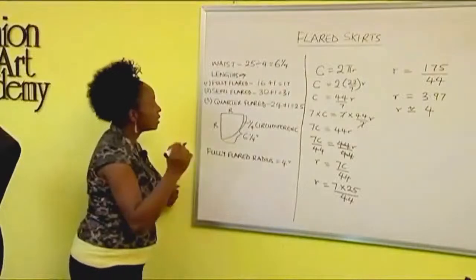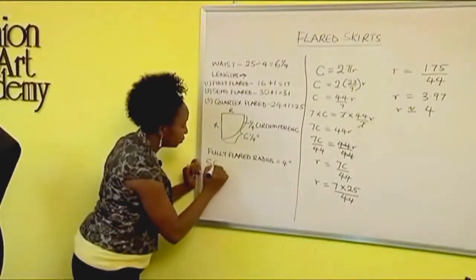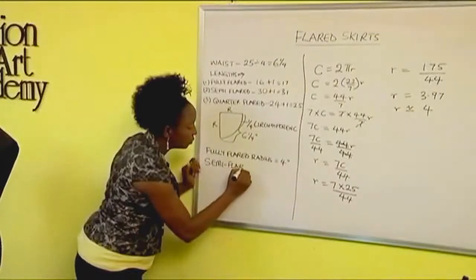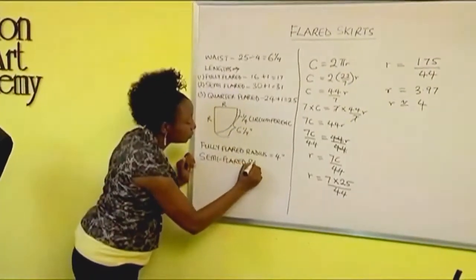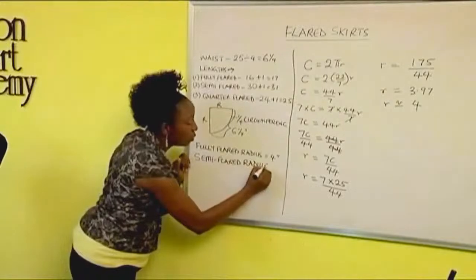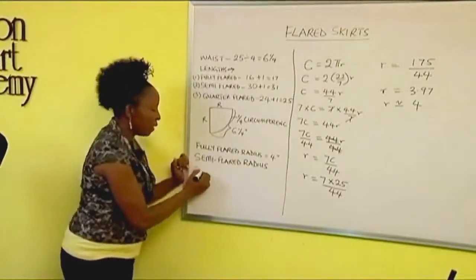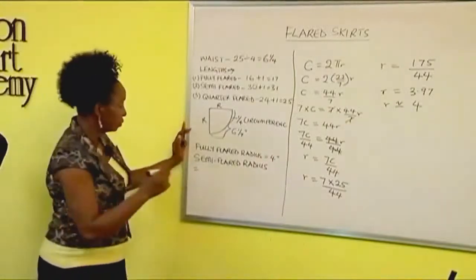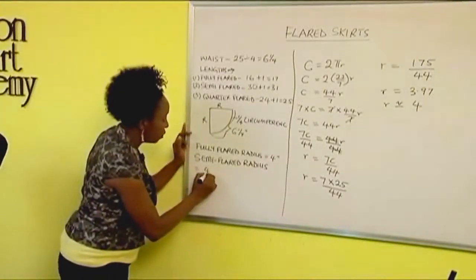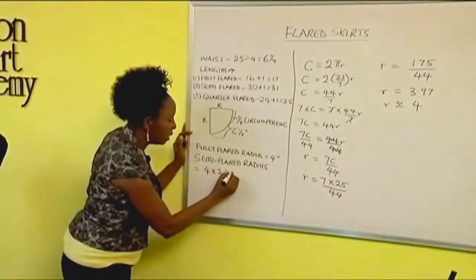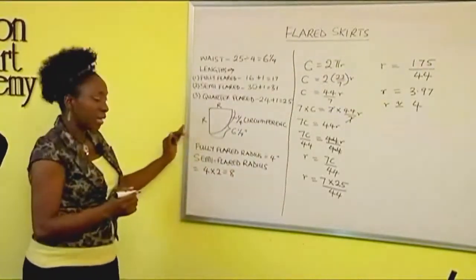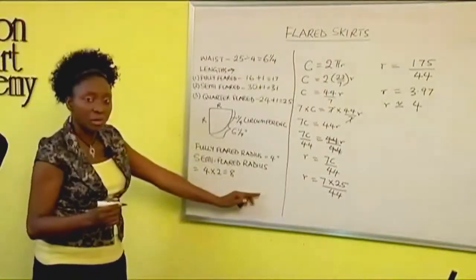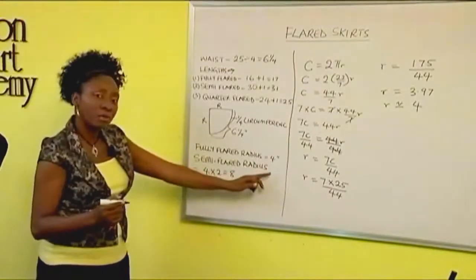So for our semi-flared radius, what I would do is take this 4 inches I have here and multiply it by 2. That's 4 times 2, which gives me 8. That's what I'm going to use. I'm going to use 8 inches for my semi-flared radius, not 4 inches.